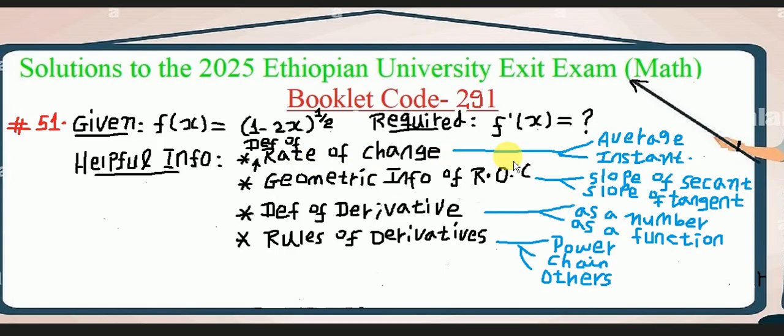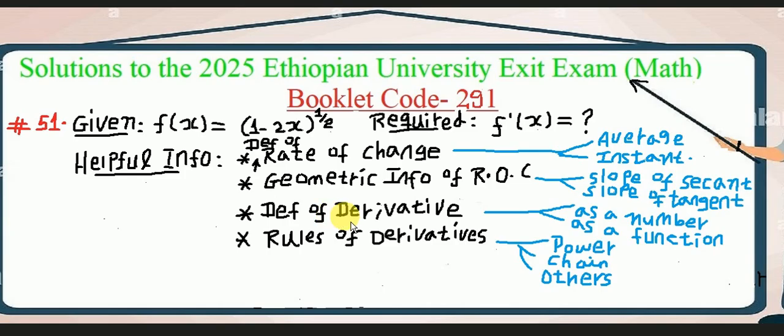So when we say rates of change in mathematics, there are two types: average rate of change and instantaneous rate of change. Geometric interpretation of rates of change: geometrically, rates of change can be interpreted as slope. If it is average rate of change, it can be interpreted as slope of a line secant to a function. And instantaneous rate of change can be interpreted as slope of tangent line.